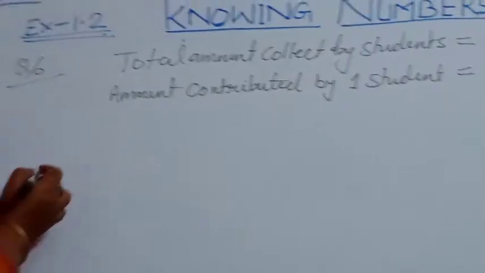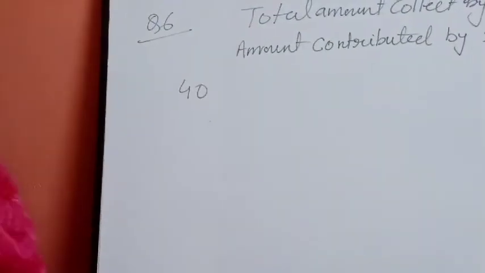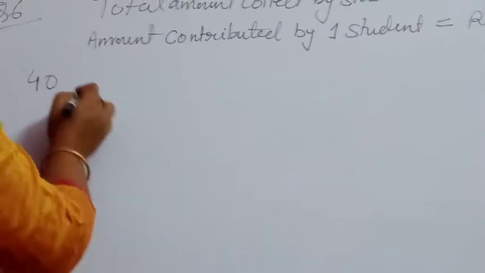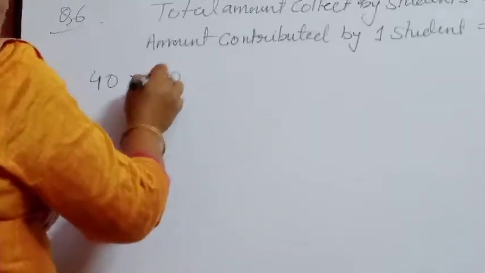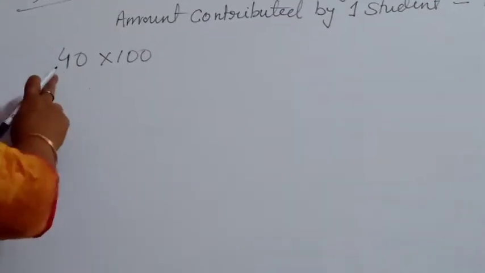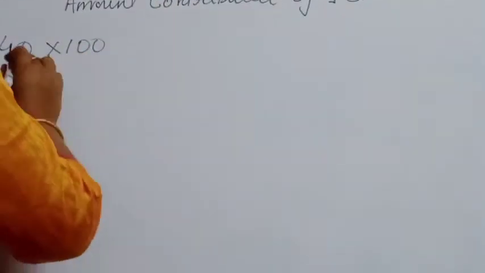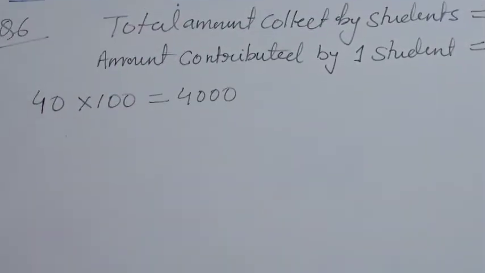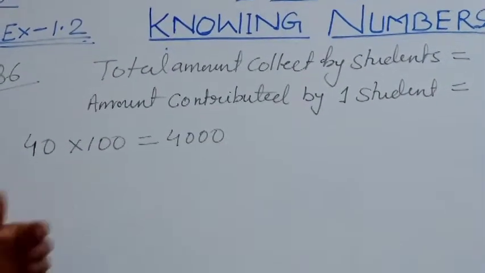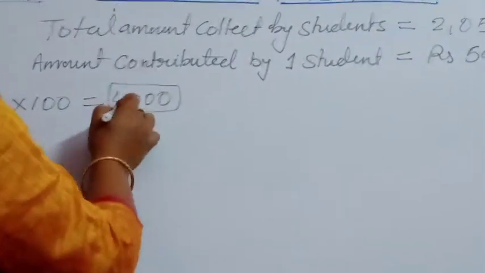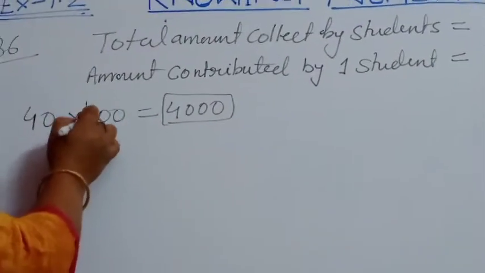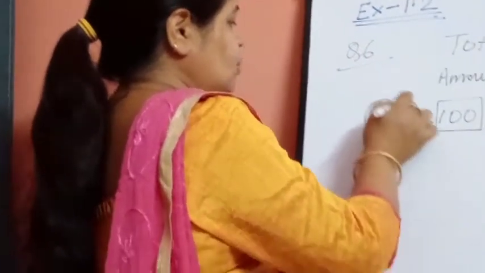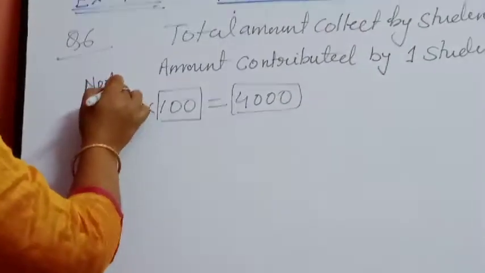See, suppose in your class 40 students are there, okay, and each student is collecting 100 rupees. How much collection will come from your class? For that, what you are doing? 40 multiplied by 100. How much? 4,000 amount will be collected from one class. But here what we have been given? We have been given this amount, okay, and how much contribution? 100 rupees contribution. Suppose this amount and this amount we have been given, and we have to find the number of students. This was suppose the number of students. Okay, so what we will do?